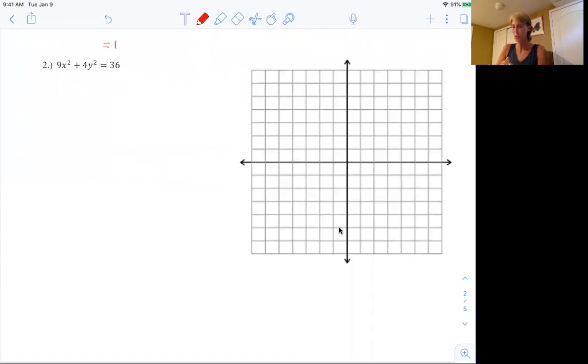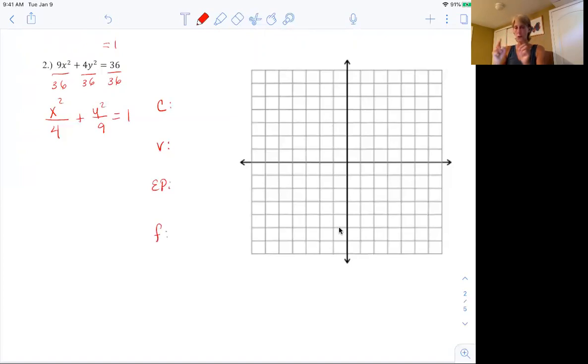So the way we're going to do that is we're going to divide each term by 36. As long as we do the same thing to each term, we're not changing anything. And then simplify this, x squared over 4 plus y squared over 9 equals 1. Now I have standard form. Now I can continue with graphing this. Center, vertices, endpoints, and foci.